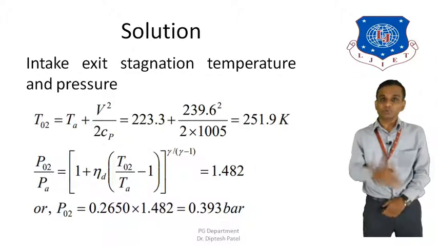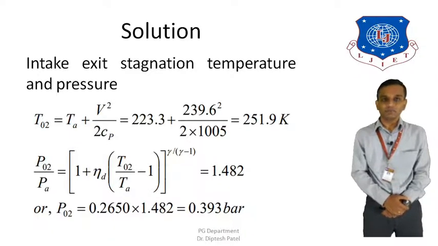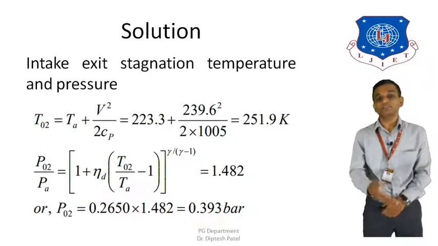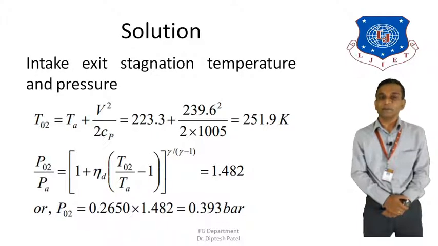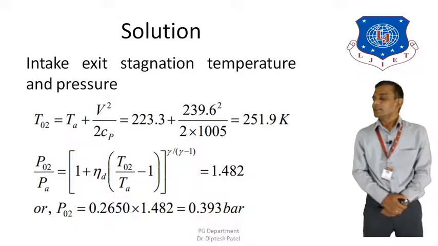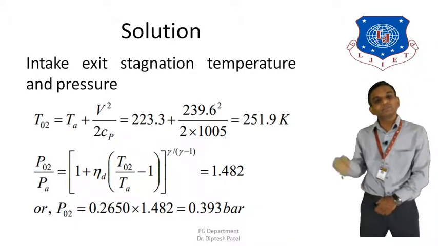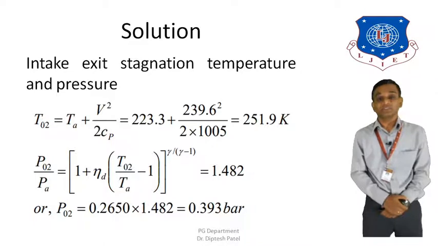So PO2 divided by Pa is equal to, since the diffuser efficiency is given to us, we are going to use this formula: 1 plus eta_d inside the bracket T02 divided by Ta minus 1, raised to gamma upon gamma minus 1. After putting in the values, we should be able to find the pressure ratio, that is 1.482, and on the basis of that I would be able to get PO2, the pressure at the outlet of the diffuser, which is equal to 0.393 bar. Now let's move further.